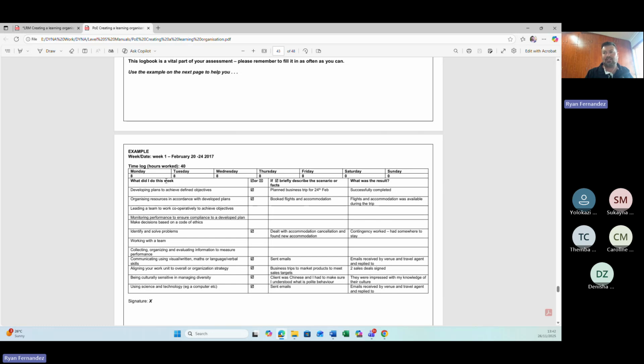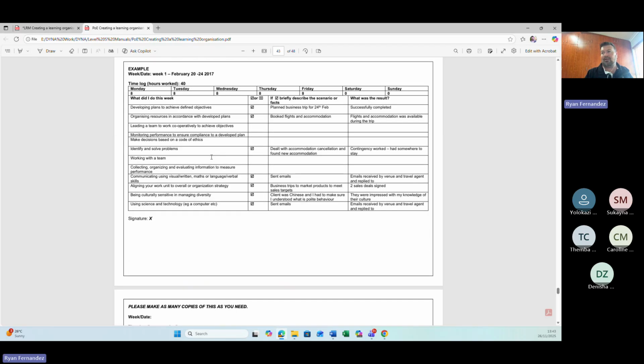So the days that you were at work, you would put in your hours per day. So over here, this person worked 8 hours on Monday, 8 hours on Tuesday, 8 hours on Wednesday, 8 hours on Thursday, 8 hours on Friday. Together, that gave them 40 hours. This was the week that they went in. Then next to all of the criteria, they would have chosen 5 or 6 that they did in that week, and they would tick it. They'd talk about the scenario and what was the result.